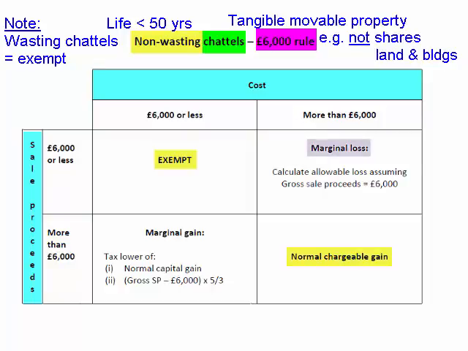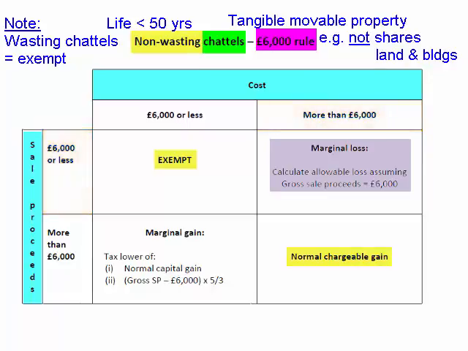First of all, this box here. Here we are looking at a situation where the proceeds were less than £6,000, but the cost was more. So you can immediately see that you have a loss. However, because we are on this margin around £6,000, you don't allow the loss in full. Instead, you assume the gross sale proceeds were £6,000. They are deemed to be £6,000, and that will restrict the amount of the loss.